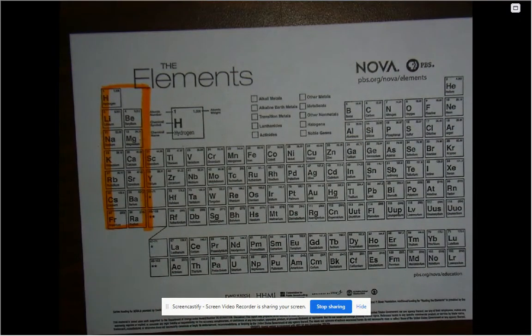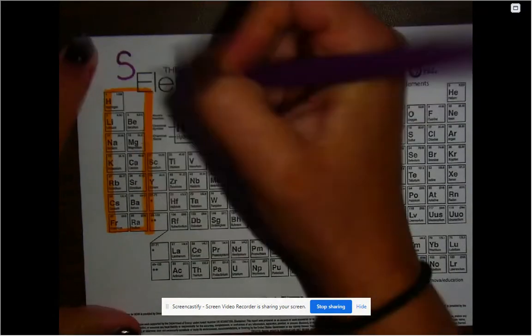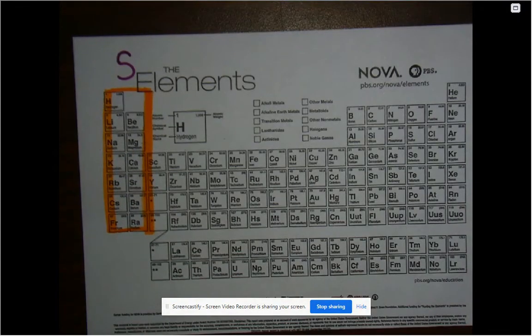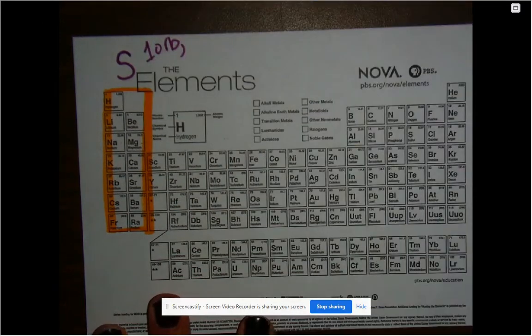So what sublevel did I just highlight? The S sublevel. Great. Good job. We're going to label that above. A pen or a marker would probably be best because you are going to be writing over things. If you need to borrow one, I have some up here. So we have S. How many orbitals are in the S sublevel? 1. Good. How many electrons can it hold? 2.